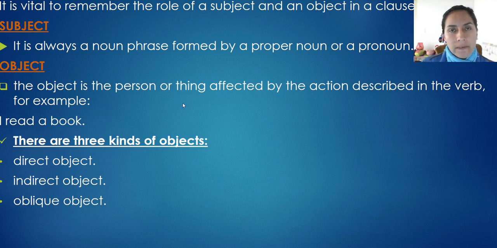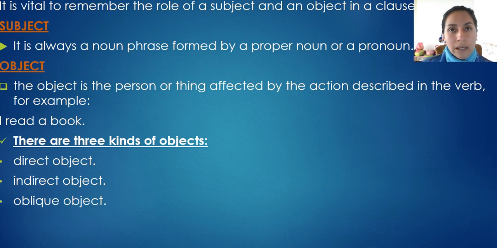Studying the relationships that are maintained between complementary verbs and nouns according to the syntactic position of the noun phrases within each clause, it is vital to remember the role of a subject and an object in a clause. Subject: it is always a noun phrase formed by a proper noun that executes the verb, such as Marie, she, books, etc. Object: the object is the person or thing affected by the action of the verb.